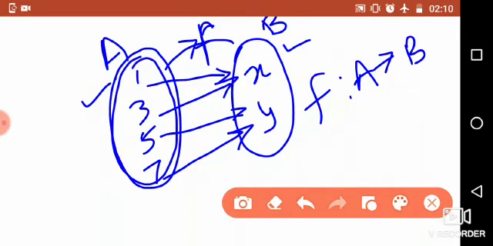1 has a unique image. 3 also has a unique image. The image of 1 and 3 is x, that is a common image. Likewise 5 and 7 also have a common image y. But all these elements have a unique image. Therefore, such a relation is called a function f from A to B.